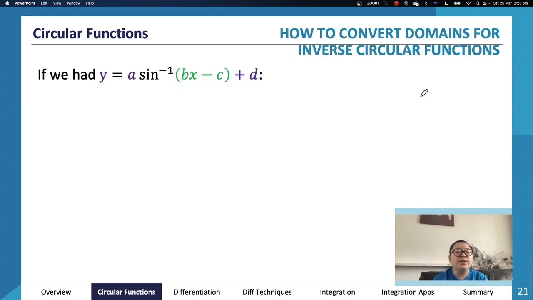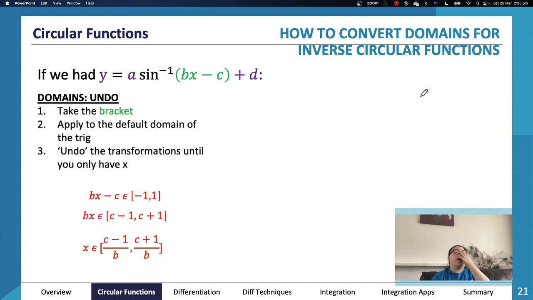So let's have a look for this question. So let's say we have a sine inverse of (bx minus c) plus d. Okay, so for the domain, we undo. So we take the bracket out. So we take this part of the bracket and then we apply the negative 1 to 1. So we get just bx minus c, and then we need to figure out what x values it can take for that to be able to happen.